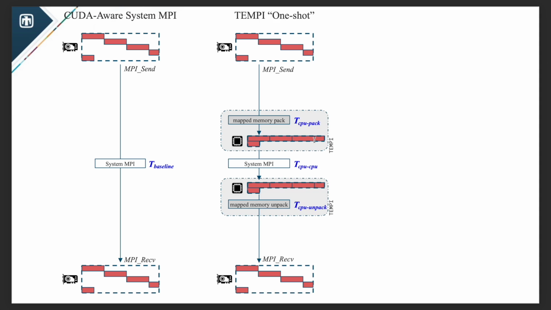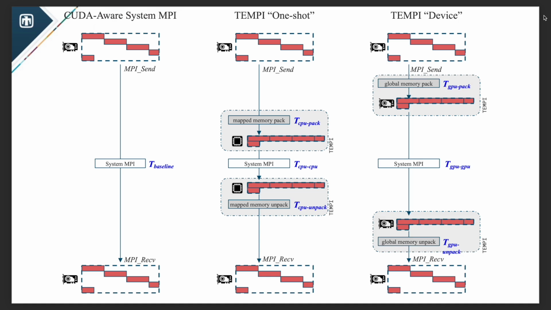Then there's a one-shot method, which has been described in prior work, which is basically where you map some amount of the system memory onto the GPU, so the GPU can directly operate on it. And so the kernel that packs the data into a contiguous buffer packs that contiguous buffer directly into the CPU memory. And so this introduces some new parameters that we're calling the time it takes to pack into the CPU and the time it takes to unpack into the CPU.